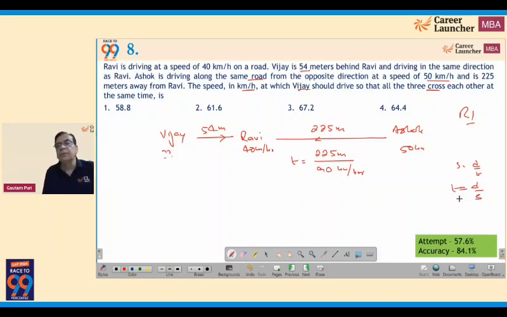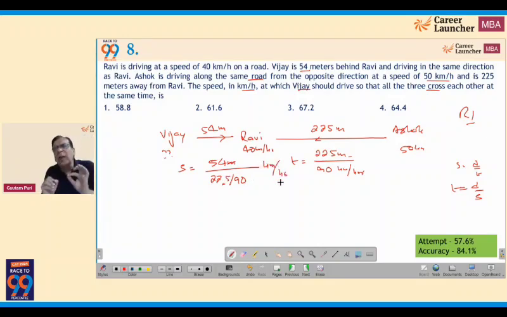Okay. So speed should be equal to, what should be the speed for him? Speed should be equal to distance to be covered, which is 54 meters. In how much time? In 225 by 90. Now this 225 is in meters, 90 is in kilometers. Meters will get cancelled out and you will get the speed in kilometers per hour.